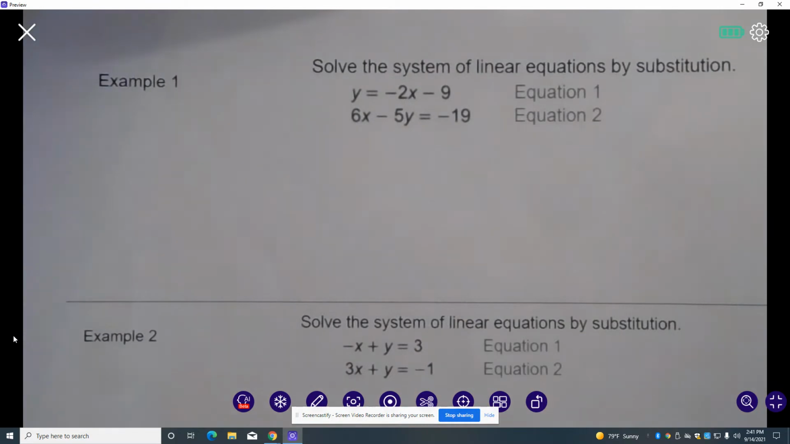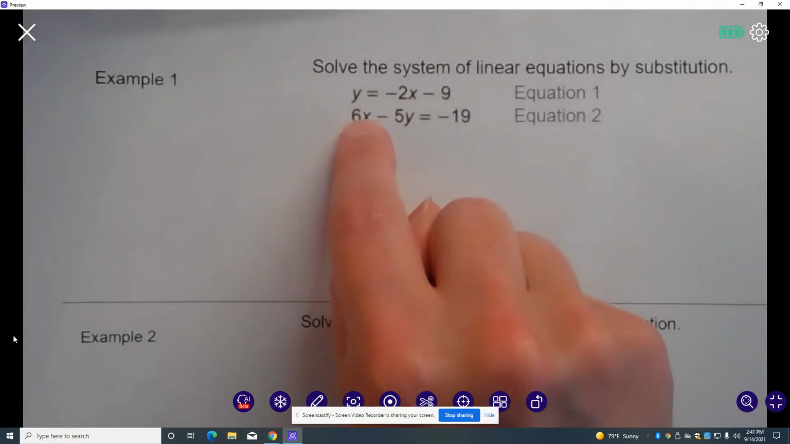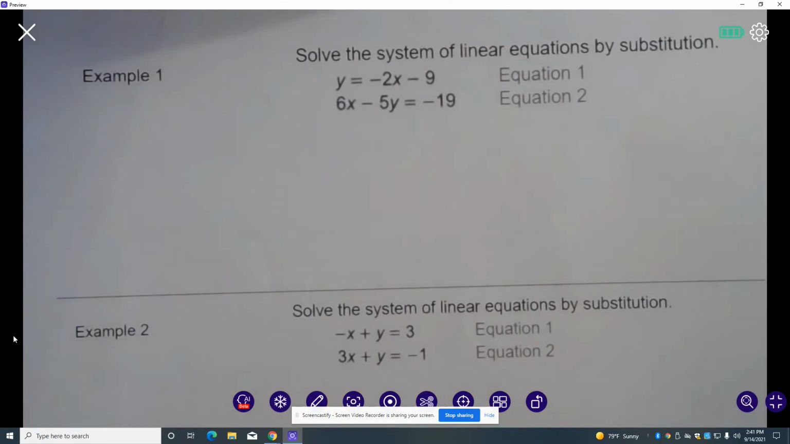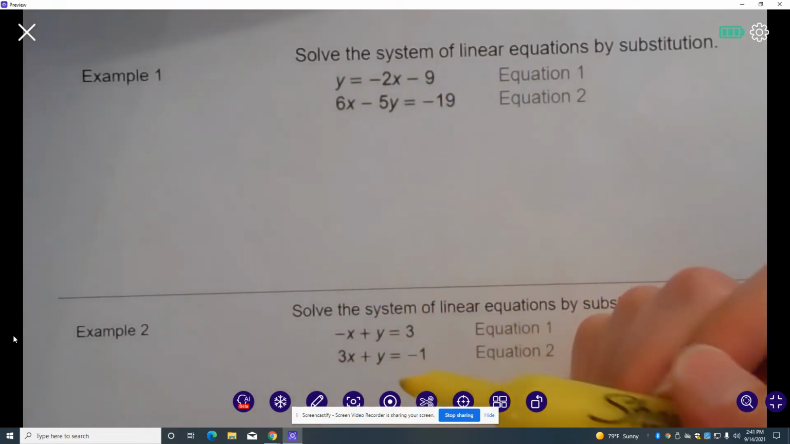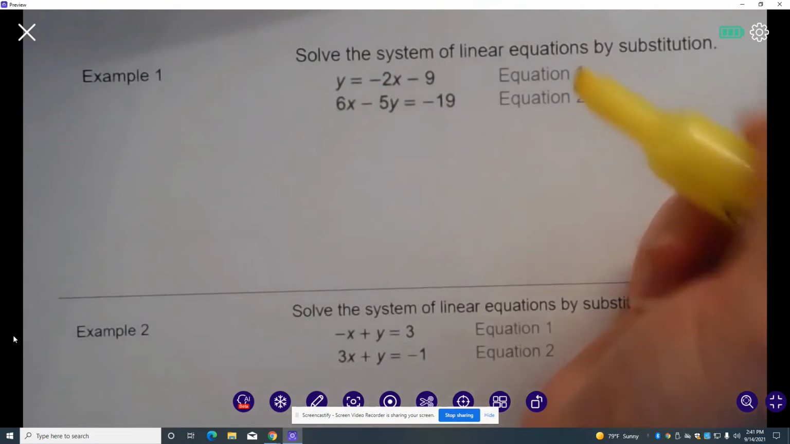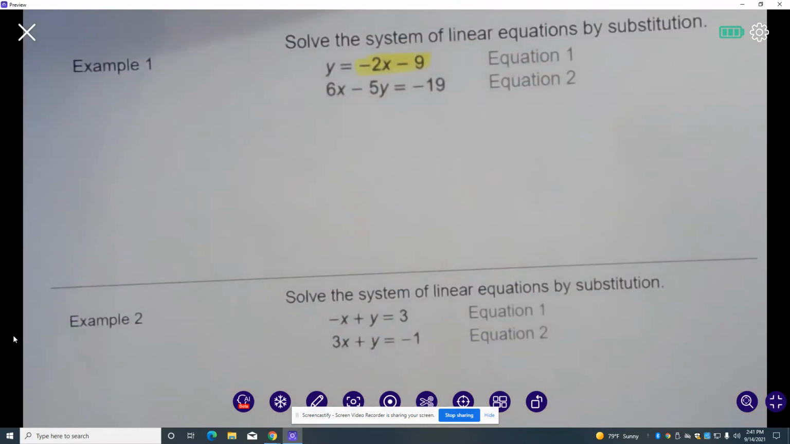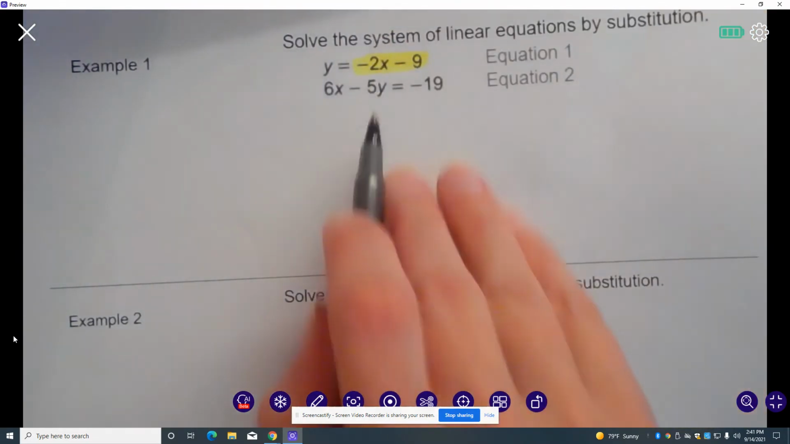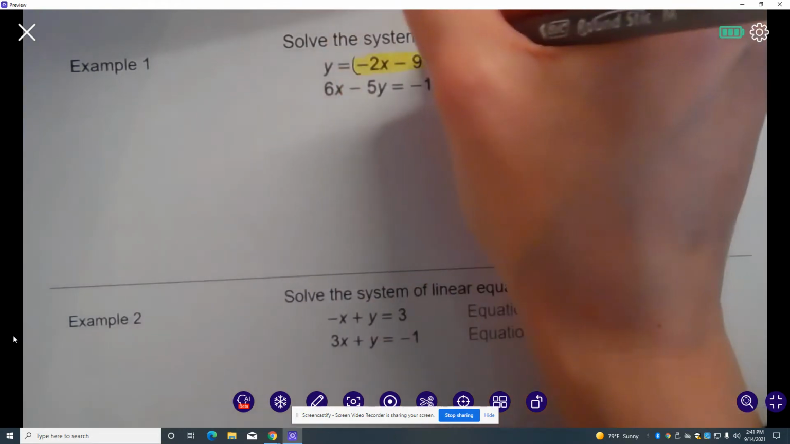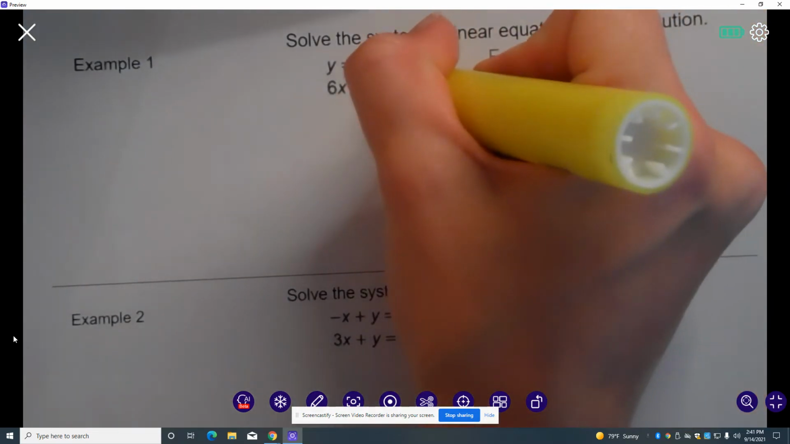So when we solve by substitution, our goal is to substitute one variable into the other to get the variables to eliminate. So you're looking for one of these equations to be solved for x or y. So my first equation tells me that y is equal to negative 2x minus 9. So what that means is in my second equation, wherever I see a y, I can substitute negative 2x minus 9 in for y.